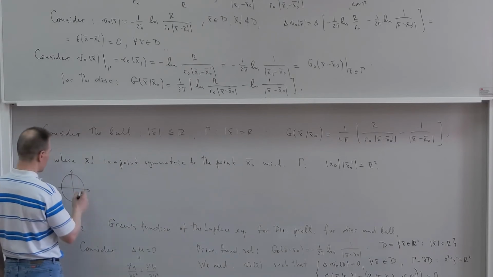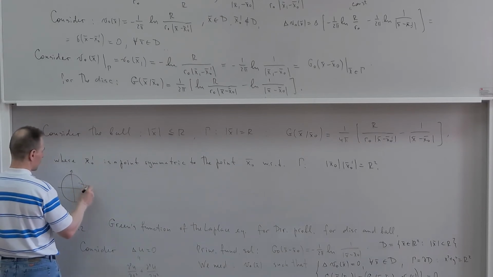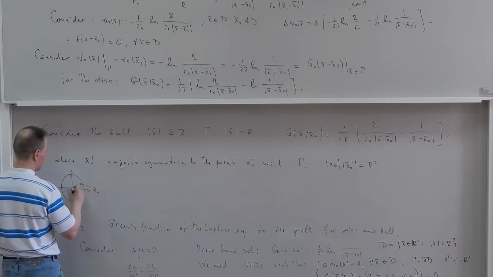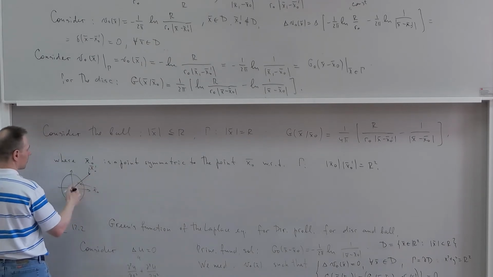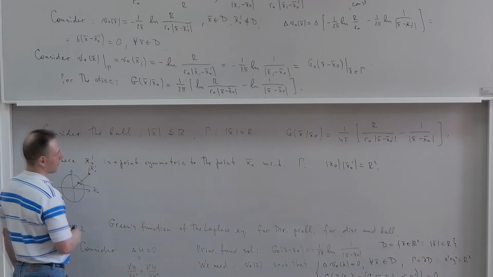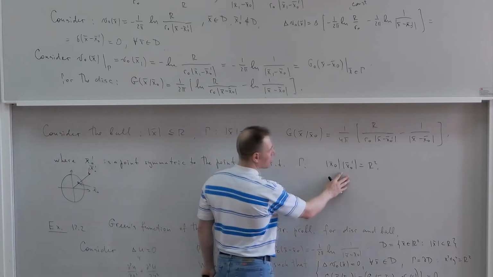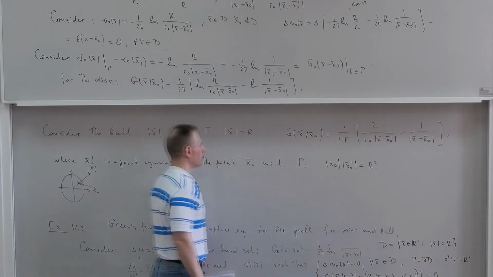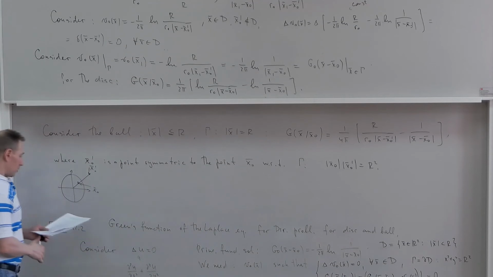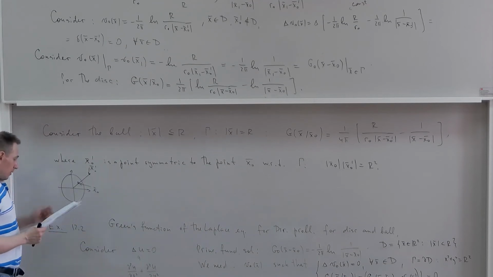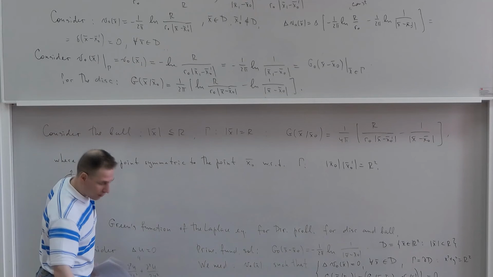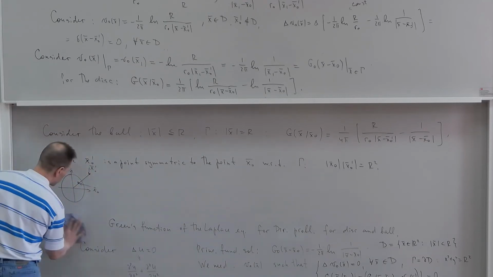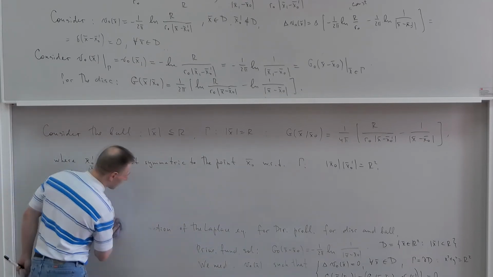It is a sphere. Here is a point 0, this point 0 prime, and the following relation holds. Satisfied. Thus, we have the solution, we have the Green function for the Dirichlet boundary problem.